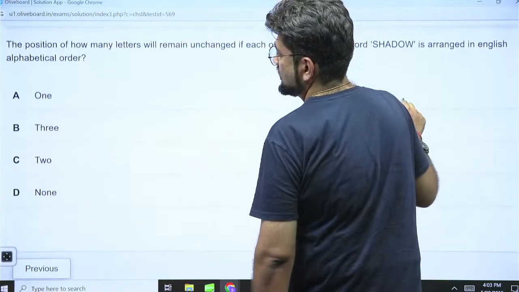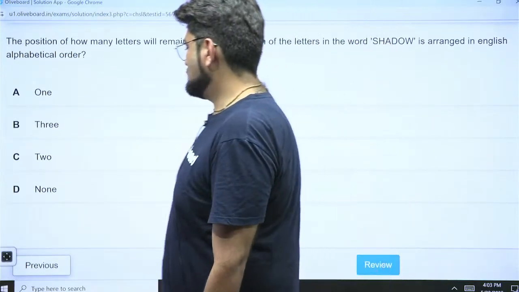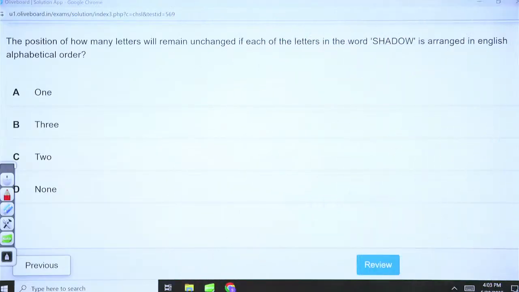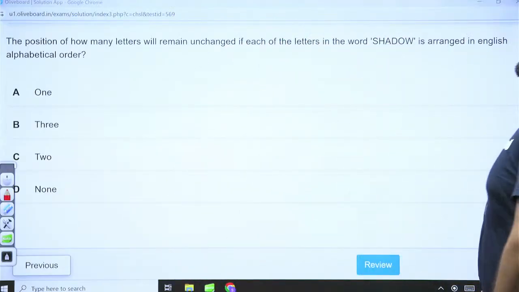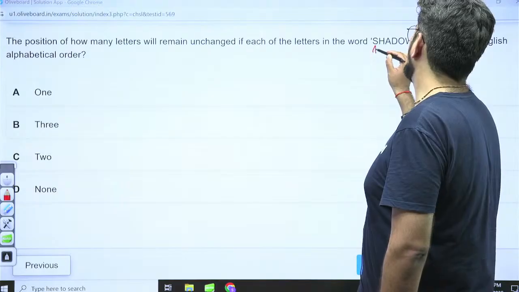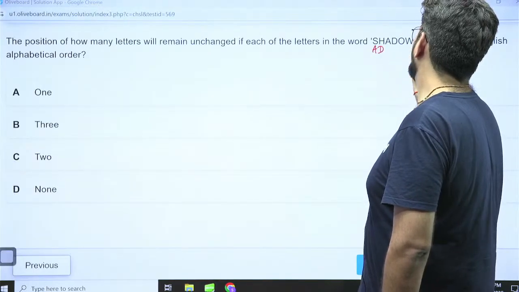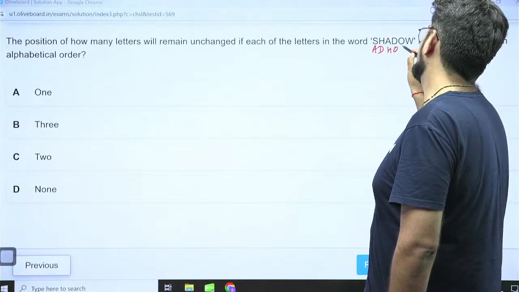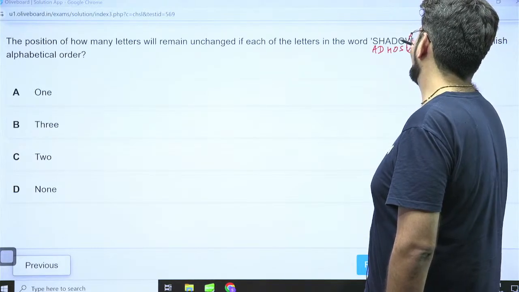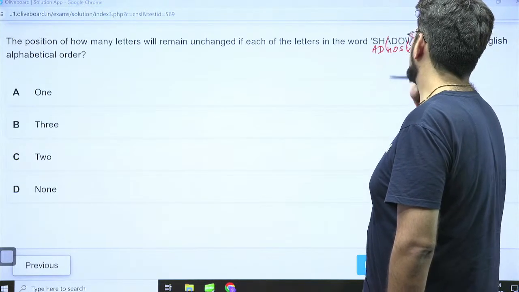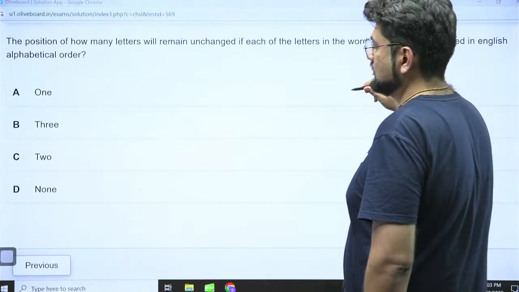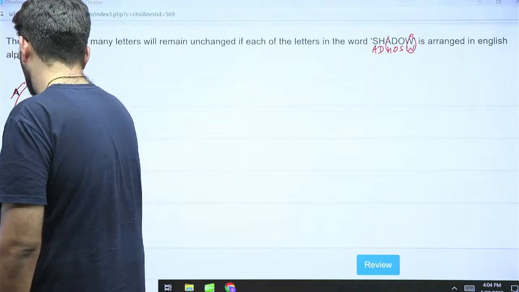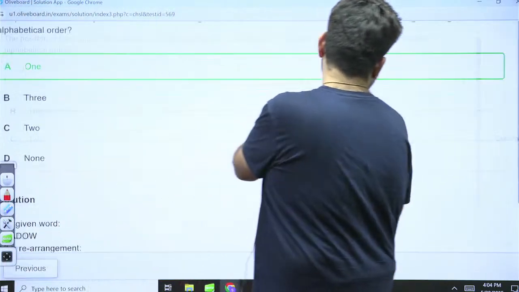Position of how many letters will remain unchanged if the letters of the word shadow are arranged in the English alphabetical order. Okay. So this is 1, next is 4, next is 8, and then after that we have 15, we have 19 and we have 23. So we have 1, no, only 1, right? Only 1. W will not change its position, rest everybody will. Next.